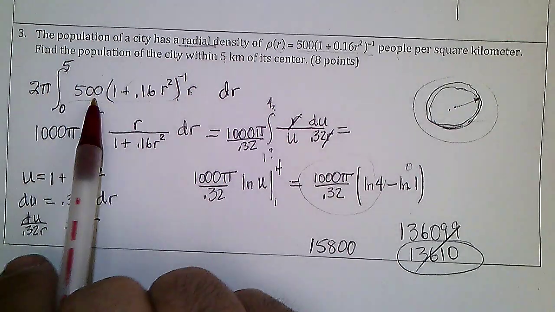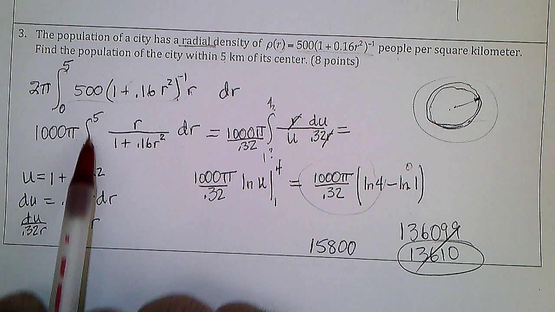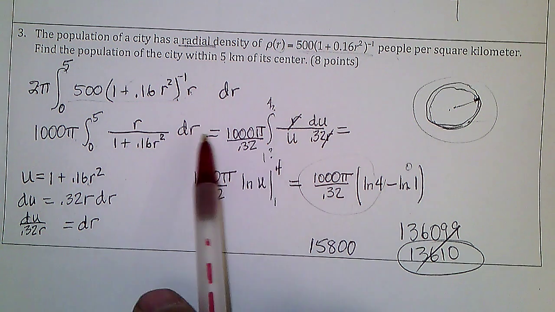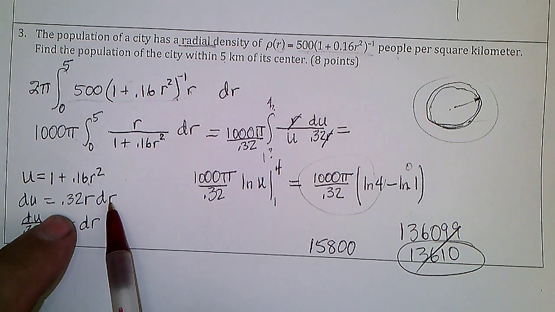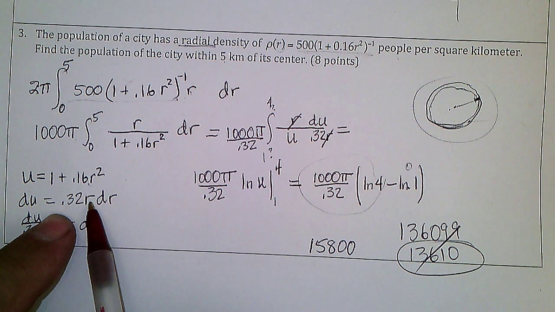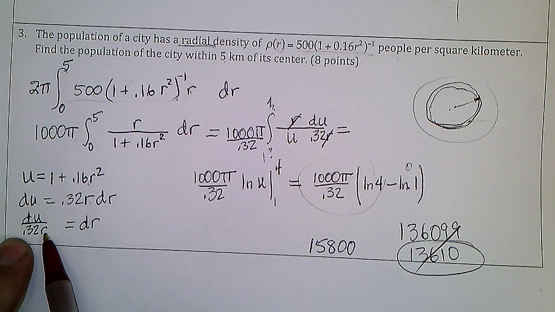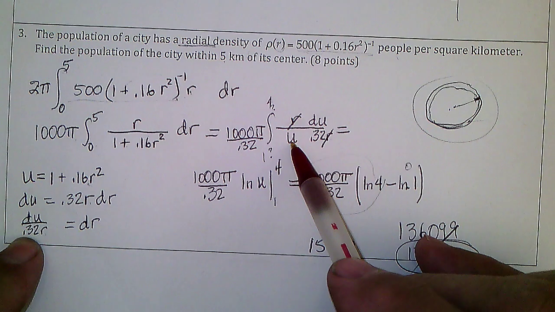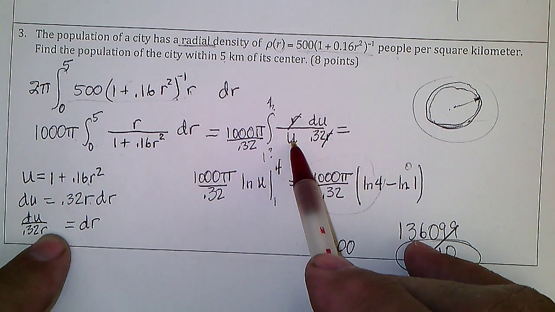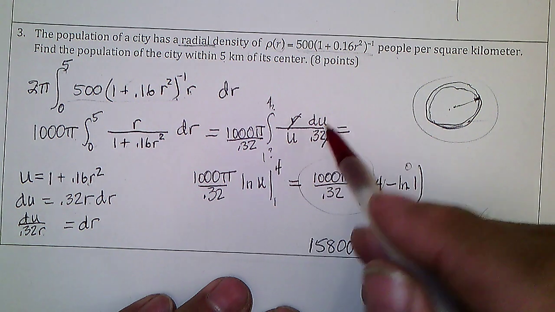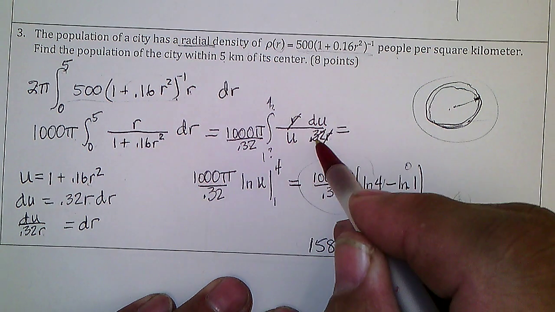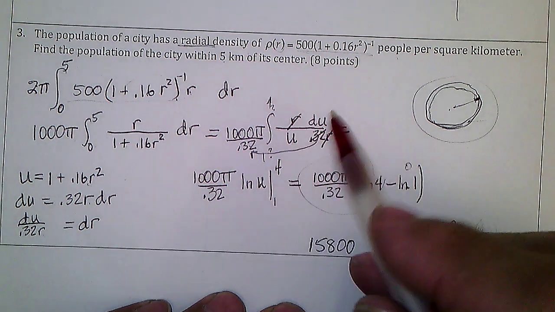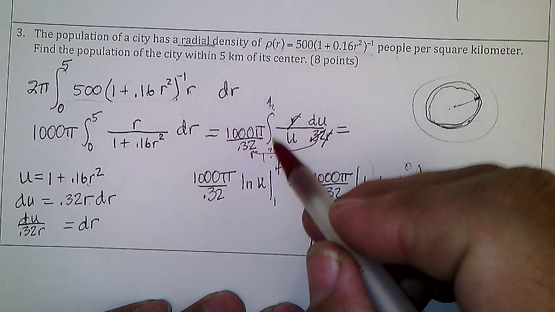All right. 2 pi times 500 is 1,000 pi, 0 to 1. R over, this is 1 over that squared. Let u be this. Derivative be 2 times that r. So it becomes r and 0.32 r, and that is my u. And so I take the 0.32 to the outside, and the r's cancel, and the integral of, oh, and let's check my limits here.